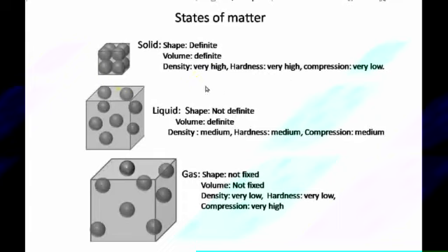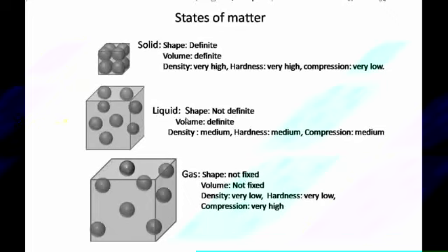Hardness is very high. We have seen that in solids the interparticle space is very low because the interparticle force is very high. So the interparticle space is very low and that's why the particles are closely packed. So hardness is very high. Compression is very low because of the same thing, that is, interparticle space is very low. Whether you pressurize it from any direction, its shape will not change, its volume will not change. It will not get compressed. Compression is very low.